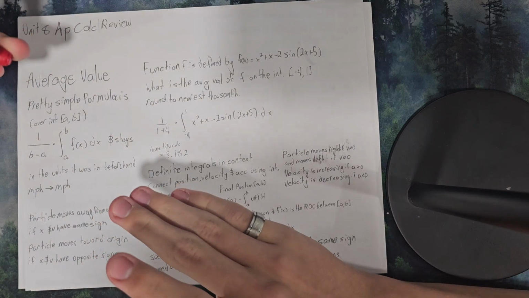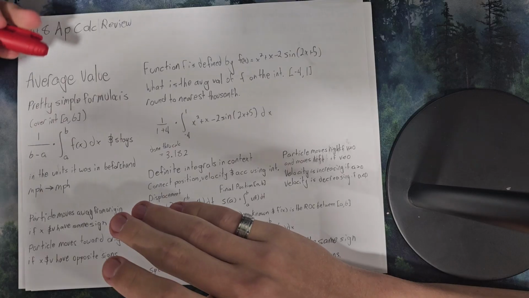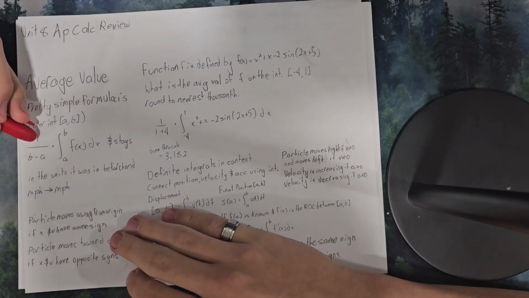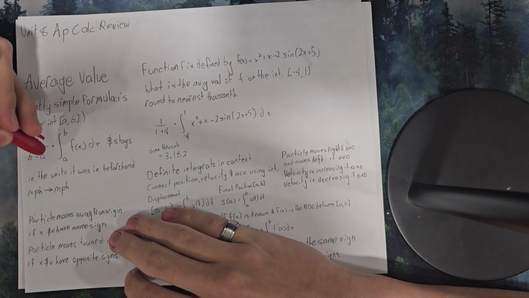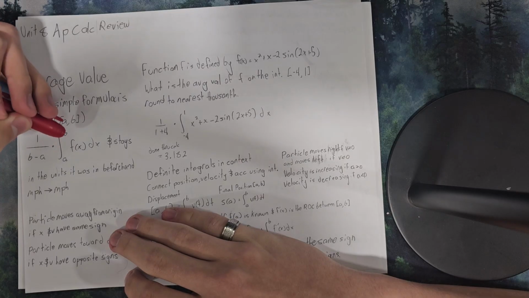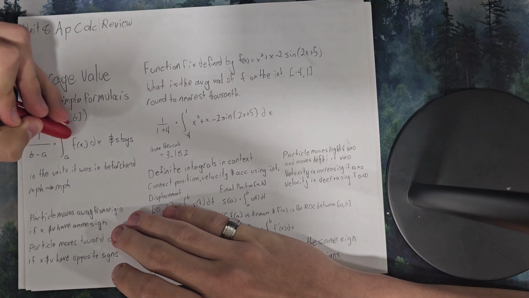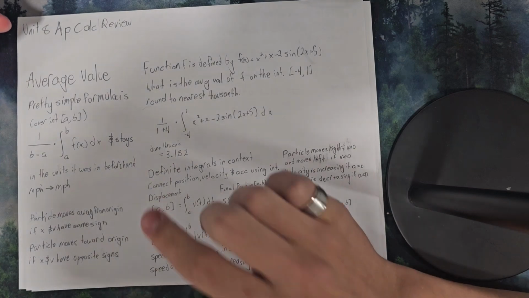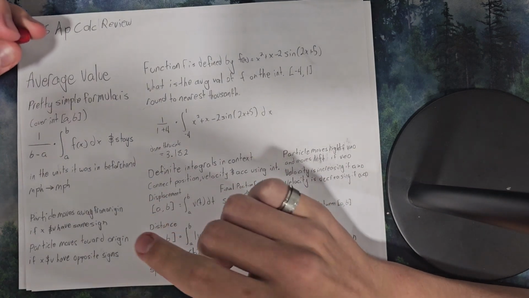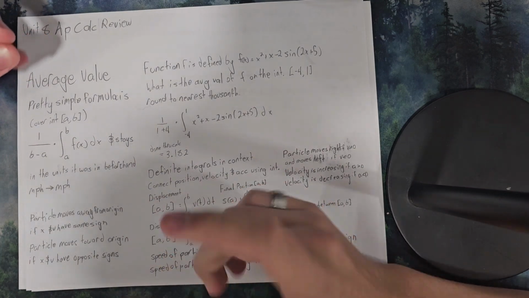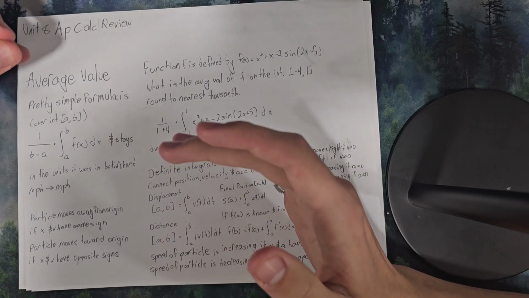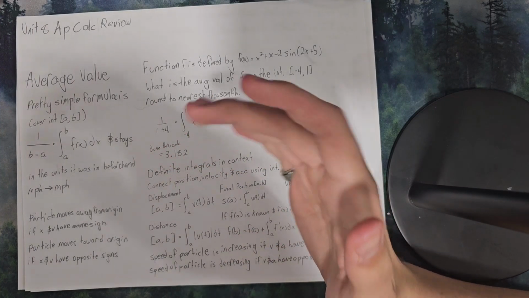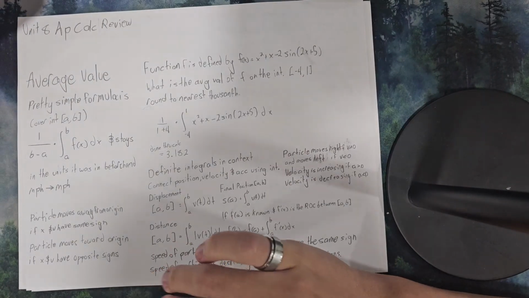Let's say you have an interval A and B. To find the average value of something over A and B, you'd have 1 over B minus A times the integral from A to B of f of x dx. And now when it comes to units, with these ones specifically, the units stay the same as they were beforehand. So if you have miles per hour and you're trying to find the average value of that, it would still stay in miles per hour.